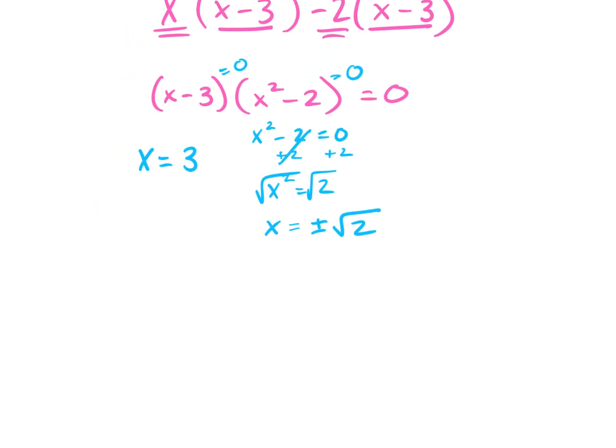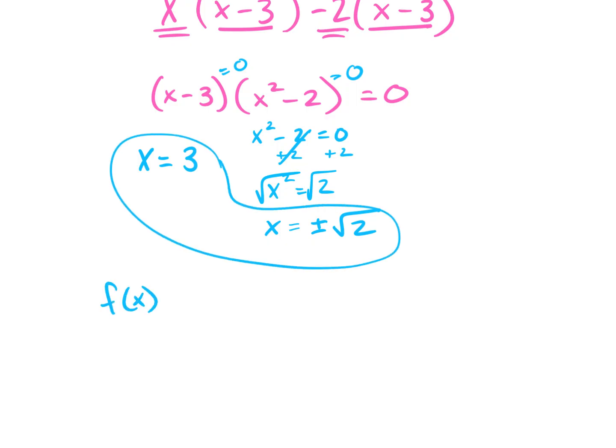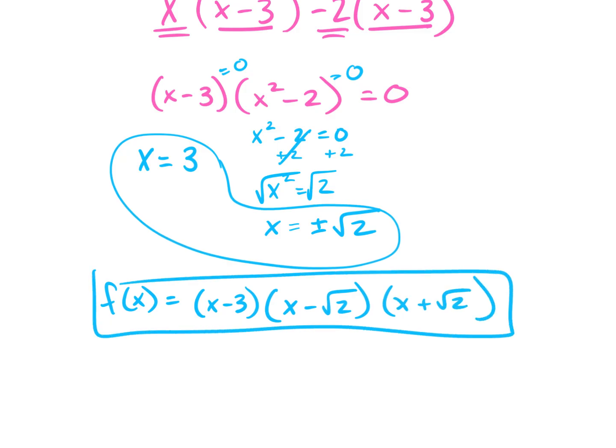So if I were to write this in complete factorization, we've got our 3 zeros here. We have f of x equals what? x minus 3, x minus square root 2 and x plus square root 2. Perfect. So this would be our complete factorization.